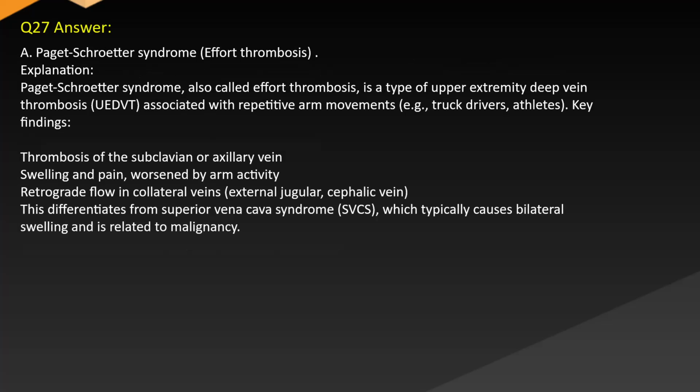Answer A. Paget-Schroetter syndrome, effort thrombosis. Explanation. Paget-Schroetter syndrome, also called effort thrombosis, is a type of upper extremity deep vein thrombosis associated with repetitive arm movements, e.g. truck drivers, athletes. Key findings: thrombosis of the subclavian or axillary vein, swelling and pain worsened by arm activity, retrograde flow in collateral veins, external jugular, cephalic vein. This differentiates from superior vena cava syndrome (SVCS), which typically causes bilateral swelling and is related to malignancy.